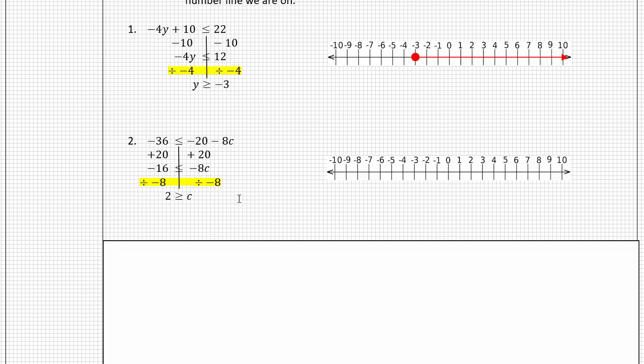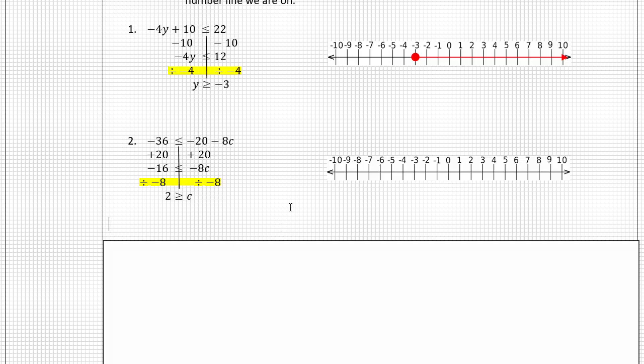So dividing by negative 8, negative 16 divided by negative 8 gives us 2. We get c by itself on the right, and notice I have flipped my sign. It was facing less than or equal to, and now I have it as a greater than or equal to symbol. So I just flipped it over because I divided by negative 8. So our final solution is 2 is greater than or equal to c.